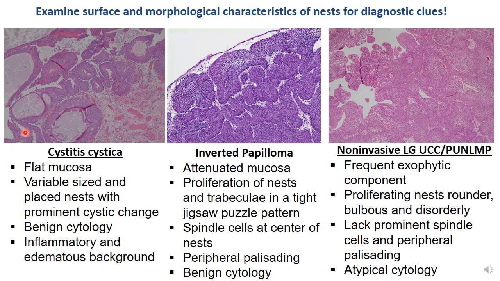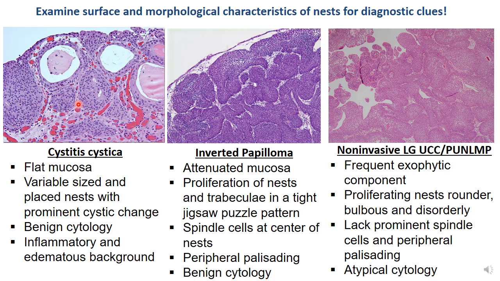Cystitis cystica is a reactive condition. The mucosa is typically flat. It is characterized by variable size and placed nests with prominent cystic changes. The epithelium is typically not very proliferative in appearance. And at high power, you are going to see benign cytology. An inflammatory and edematous type of background is very common, and it is very, very important to carefully look at the background to come to the right diagnosis. I typically do not use markers in this type of differential. So this is more of a morphological and clinical dilemma to resolve.